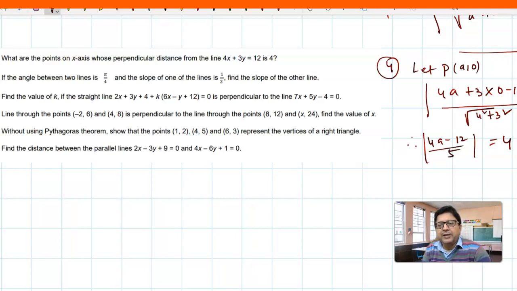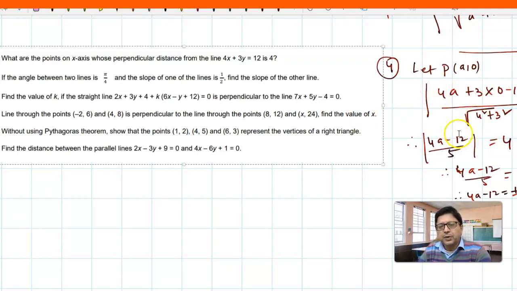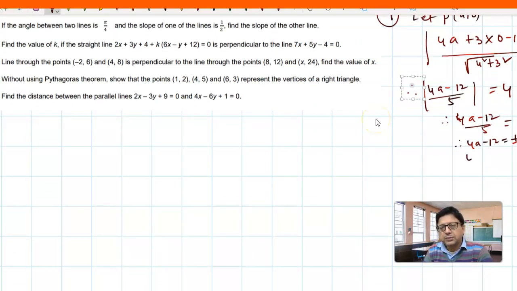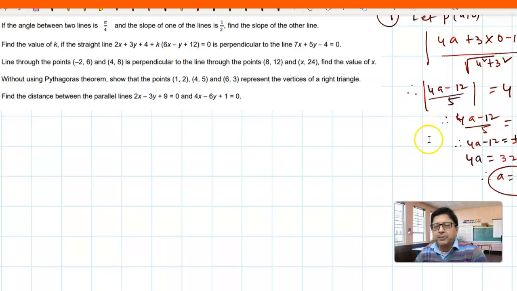Now if you remove the mod sign using the property of the mod function, you have to put plus minus on the right side. So it gives us (4a minus 12) by 5 equal to plus minus 4. So 4a minus 12 equal to plus minus 20. So here 4a equal to 12 plus 20, 32, or 12 minus 20, minus 8. So a has two values over there, 8 and minus 2. You must take care while solving this sum, because one very important step is there: when you are removing the mod sign, you need to put plus minus sign on the right side.